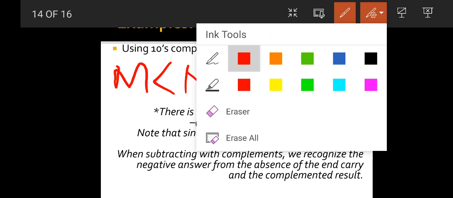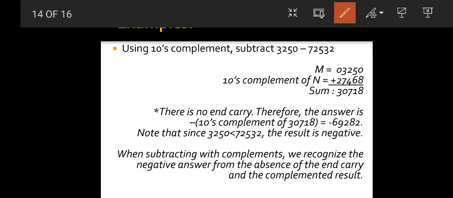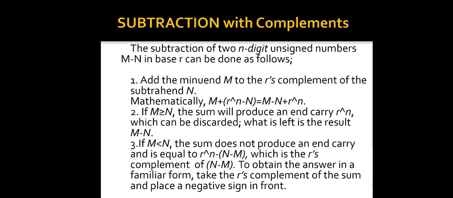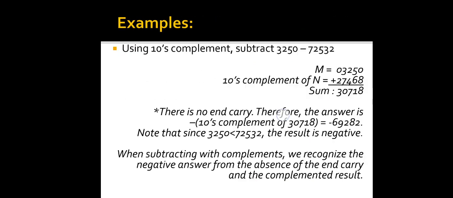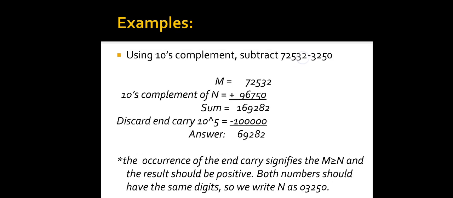So again, let us recall the steps. If your m is less than your n, you will not produce an end carry, so you cannot use the second step. Instead, you have to get the sum, and the sum will be converted into the r's complement, and you have to place a negative sign in front of your result. So with this example, your m is smaller.